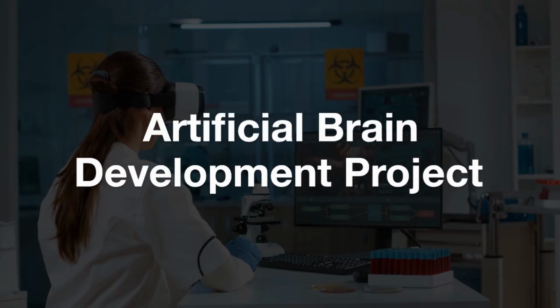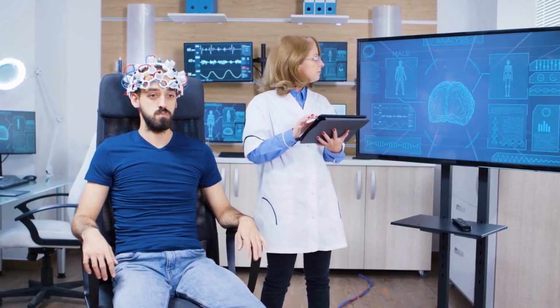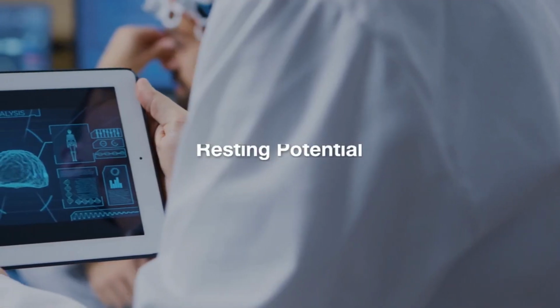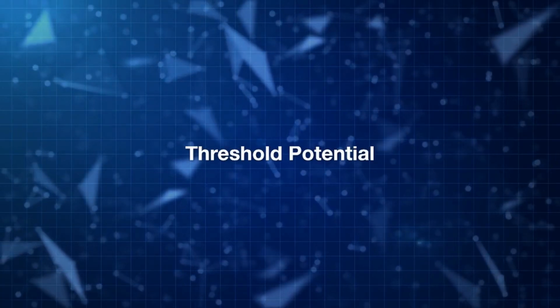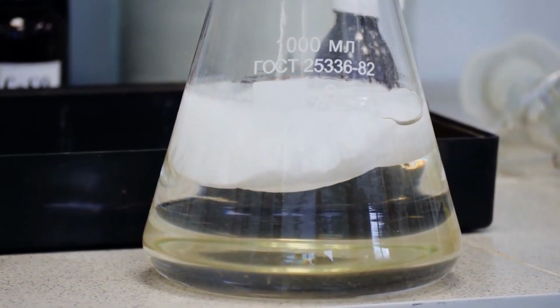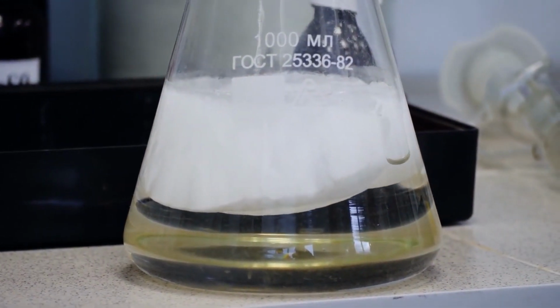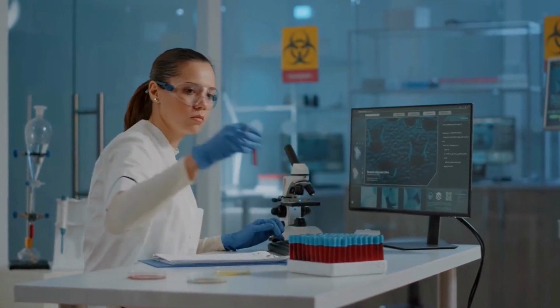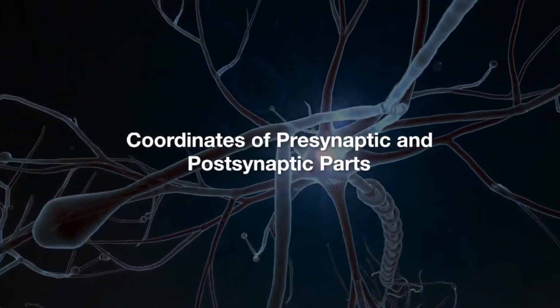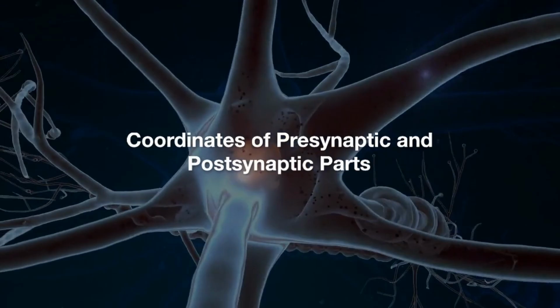Artificial Brain Development Project. Functional requirements for a brain reading machine. Measurement of neuron parameters: resting potential, threshold potential, action potential amplitude. Measurement of synapse parameters: synapse type, excitatory or inhibitory, synaptic strength, coordinates of presynaptic and postsynaptic parts.